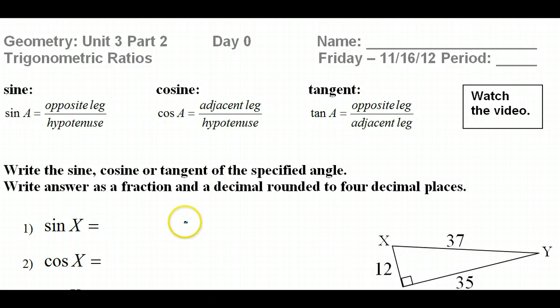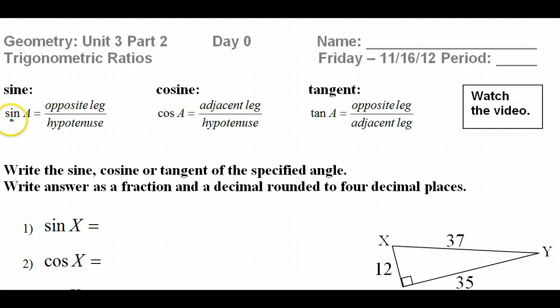This is the beginning of the next unit. Trig ratios: tangent, sine, and cosine. Look at these. The definitions are on the top of your paper. All of these words refer to angles. It's going to be the sine of an angle, the cosine of an angle, the tangent of an angle.